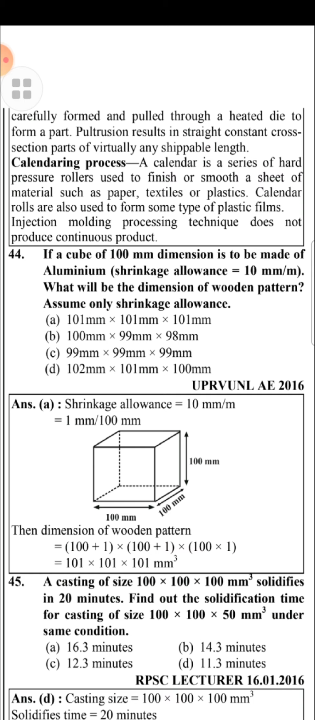If a cube of 100 mm dimension is to be made of aluminum, with shrinkage allowance 10 mm per meter, what will be the dimension of the wooden pattern? Assume only shrinkage allowance.